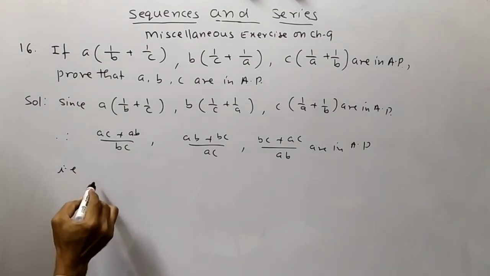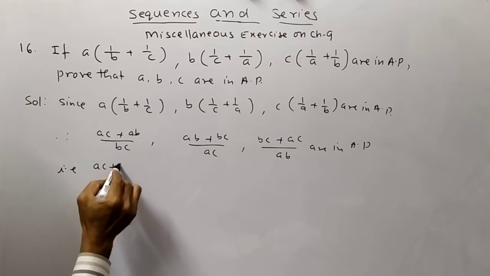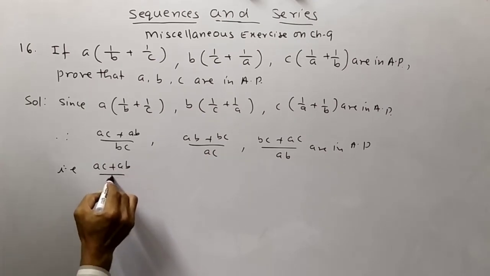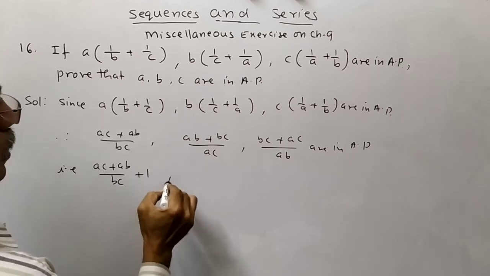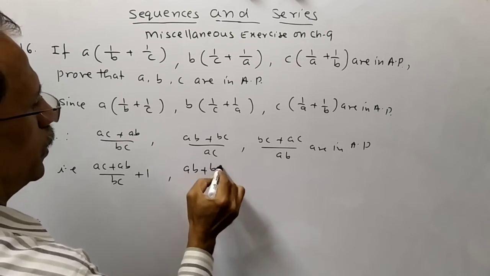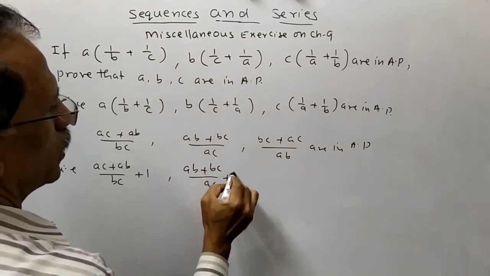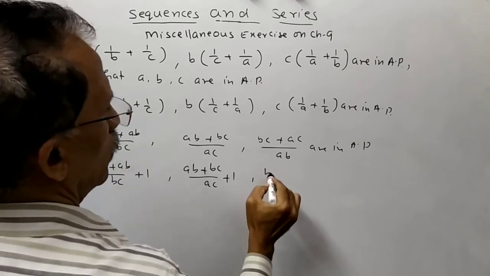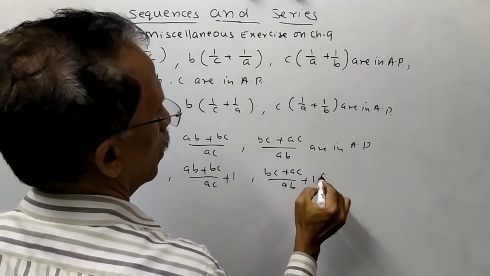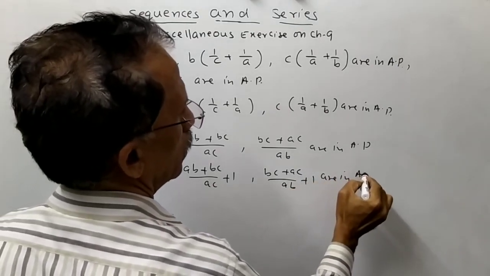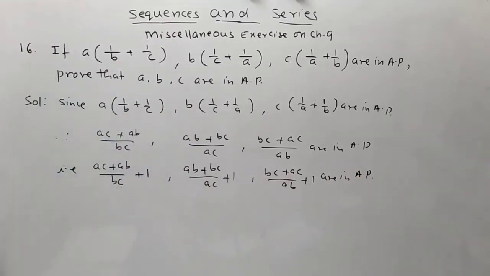That is, (AC + AB)/BC + 1, (AB + BC)/AC + 1, (BC + AC)/AB + 1 are in AP. As you know, when you add any number to each term, then the resulting sequence is also an AP.